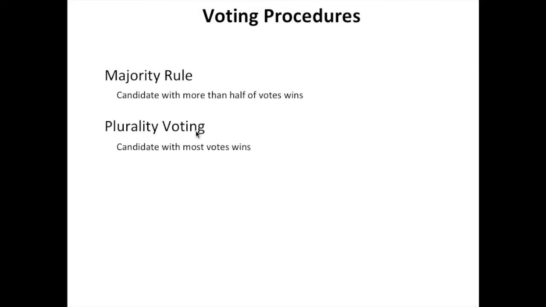Voting procedures. Majority rule. Majority rule is when you have a candidate that has more than half of the votes wins. Once you have the majority, being 50% of the voters plus one voter, you win. Plurality voting is a little bit different. That's the candidate with the most votes wins. You're probably thinking, what's the difference between these two?